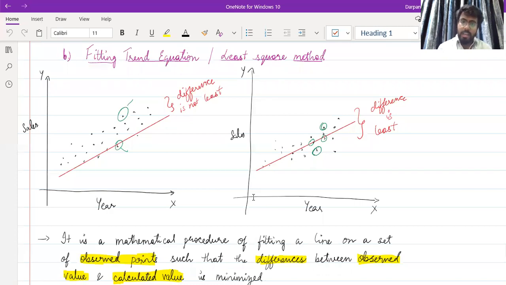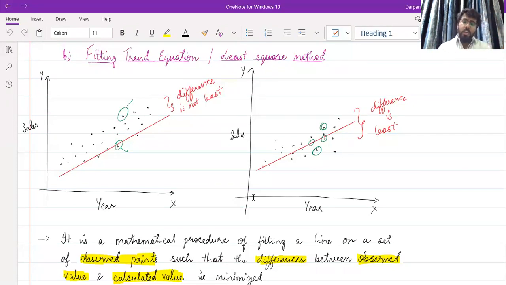But how should that line be? That line should be in such a way that other points which are not on that line should not be very far away from the points on the line. Those other points are also called calculated values. Points on the line are called observed values. So your calculated value and the observed value should not be very far away from each other.